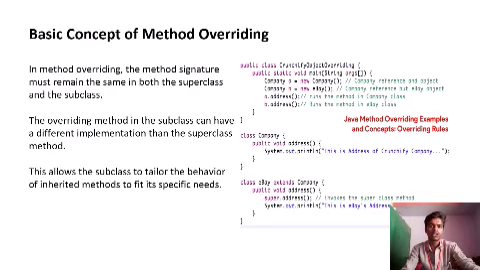Basic concept of method overriding. In method overriding, the method signature must remain the same in both the superclass and the subclass. The overriding method in the subclass can have a different implementation than the superclass method. This allows the subclass to tailor the behavior of inherited methods to fit its specific needs. Public class, public static void main String args.